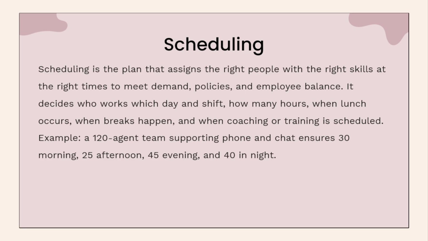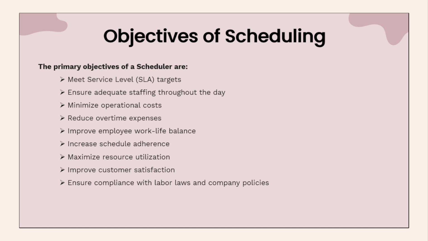For example, a 120 agent team supporting phone and chat. Suppose there is a process which has 120 agents. We need 30 agents in the morning, 25 agents in the afternoon, 45 in the evening, and 40 at night. So this is our schedule. Let us move ahead.